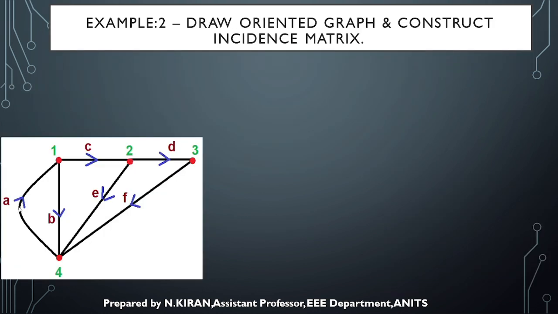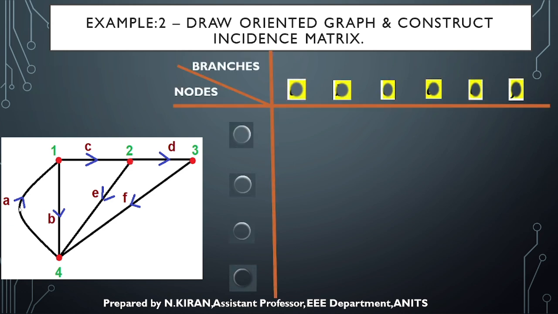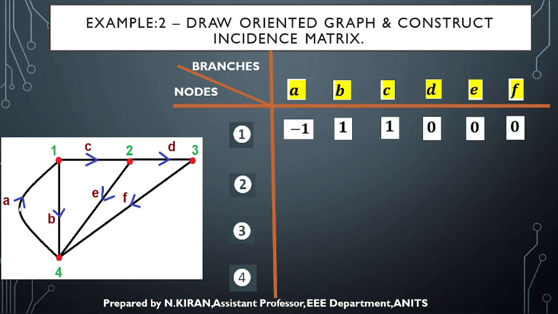So now this graph: how many nodes are there? 4 nodes are there. How many branches are there? 6 branches are there. Since you know the concept, for the first node, A branch is towards, so minus 1. B is away, plus 1. C away, plus 1. D, E and F are nowhere related to the first node, so 0.